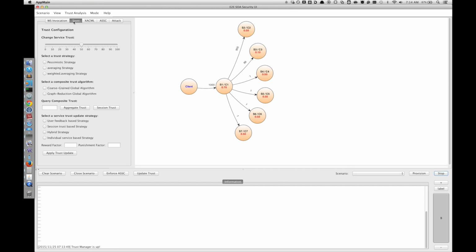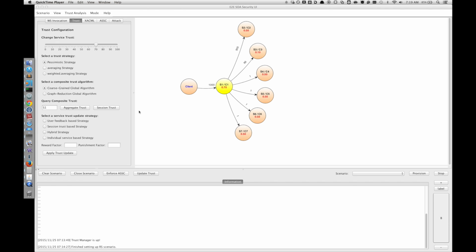Let's take a look at the trust tab. As you can see, we have 2 different strategies and 2 different algorithms. We can select any of the strategies and combine that with one of these trust algorithms. Based on these 2 combinations, we can query the composite trust value of each of these services. Let's start by querying S1 based on the pessimistic strategy and coarse-grained algorithm.